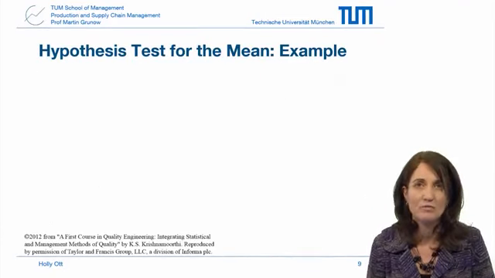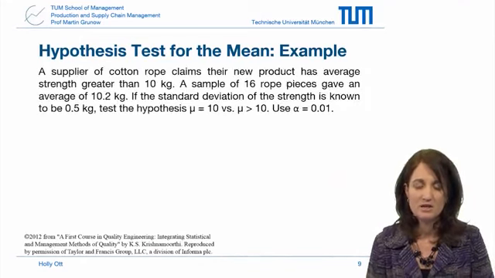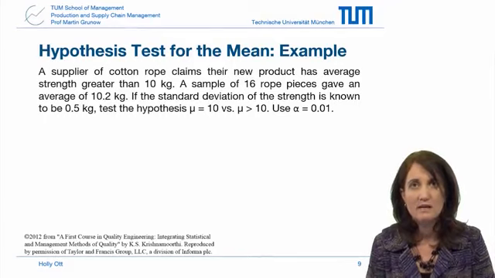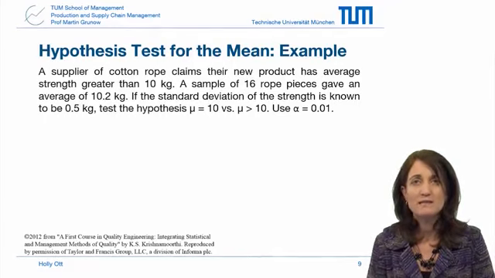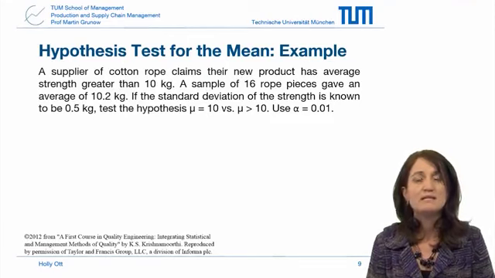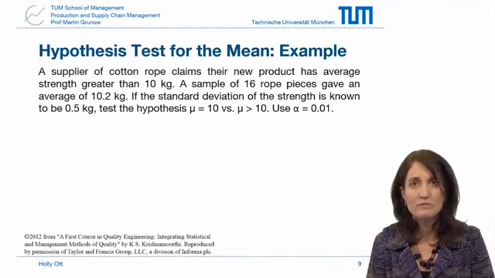Let's do an example of our rope supplier, and then I think this will all be clear. So, a supplier of cotton rope claims their new product has an average strength greater than 10 kilograms. A sample of 16 rope pieces gave an average of 10.2 kilograms. If the standard deviation of the strength is known to be 0.5 kilograms, then please test the hypothesis that mu, the mean of the population, is equal to 10 versus the mean of the population is greater than 10. And do this at an alpha equals 0.01 level of significance.